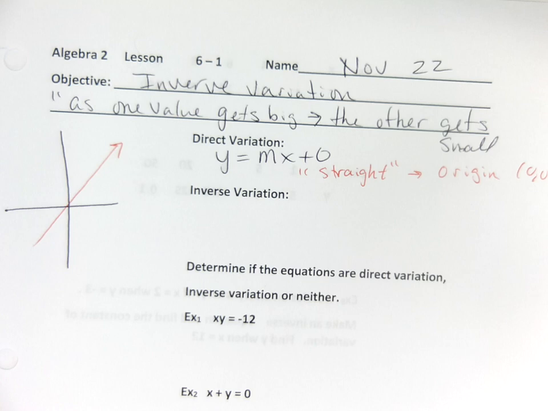Why does that have to be the origin? It has to go through the origin, which would be a direct variation, okay? And we're going to learn in story problems why it has to be, okay? Because you don't want to start anywhere else but (0, 0). Good question, really good question.